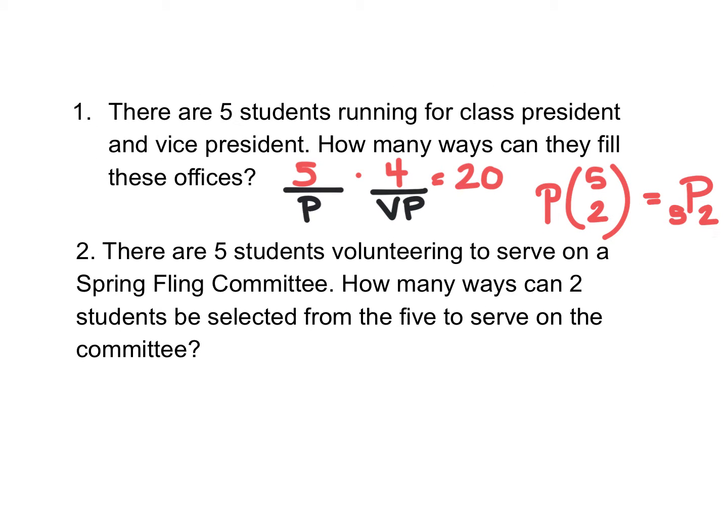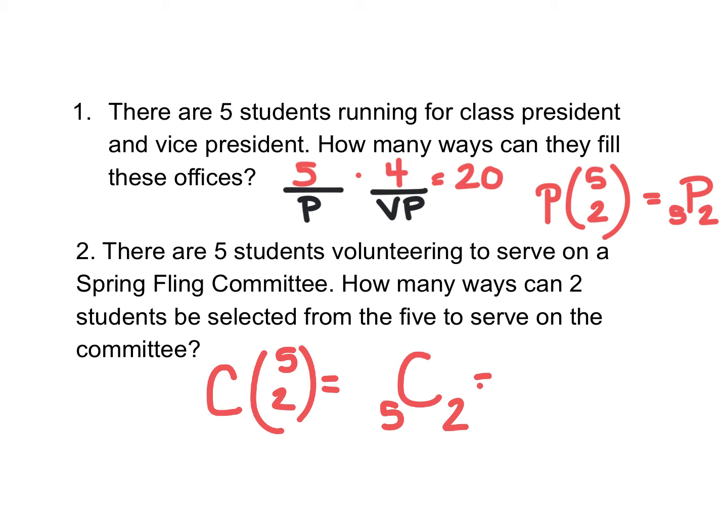There are 5 students volunteering to serve on a spring fling committee. How many ways can 2 students be selected from 5 to serve on the committee? Since we're just getting 2 kids to serve on a committee, the order doesn't matter. So this is a combination. From 5, I'm picking 2 kids. Also written like this, from 5, choose 2 as subscripts. Okay, what is this equal to?